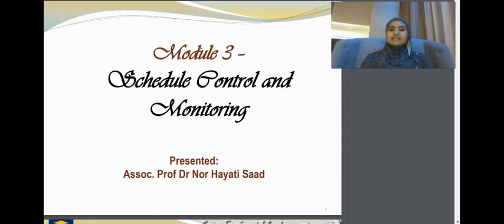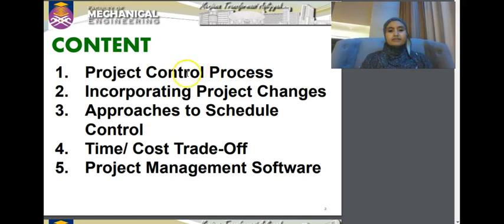So if we can overview Module 3, it covers schedule control and monitoring of the overall project, where it contains the project control process incorporating project changes, approaches to schedule control, time or cost trade-off, and also how we may use software to control and monitor the project performance.